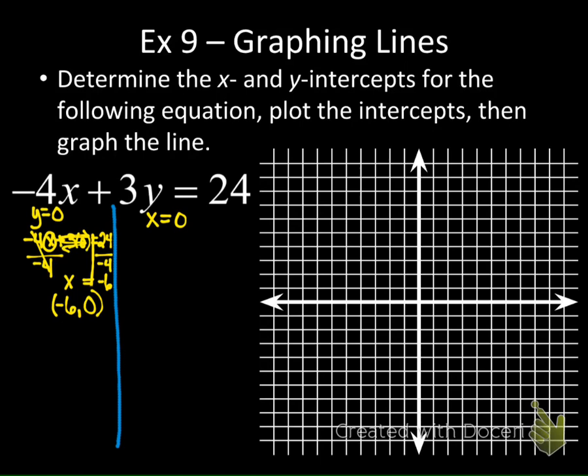So that's my first part. Now, second part, I come up to the other side of my line, and this time what am I substituting for? X. Because I'm trying to solve for y. So this time I'm going to write my equation, negative 4 times 0 plus 3y equals 24.